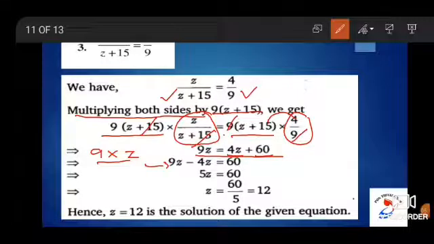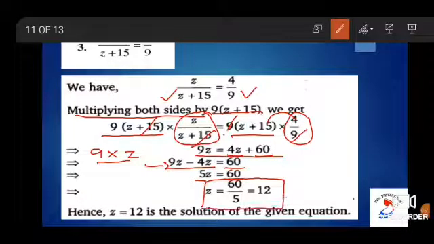On solving this, that is bringing variables on one side and constant on the other side, the result will be 9z minus 4z is equal to 60. 9z minus 4z is nothing but 5z. So 5z is equal to 60, and the value for z is equal to 60 by 5, that is nothing but 12. To conclude, the value for z is equal to 12 is the solution of the given equation.